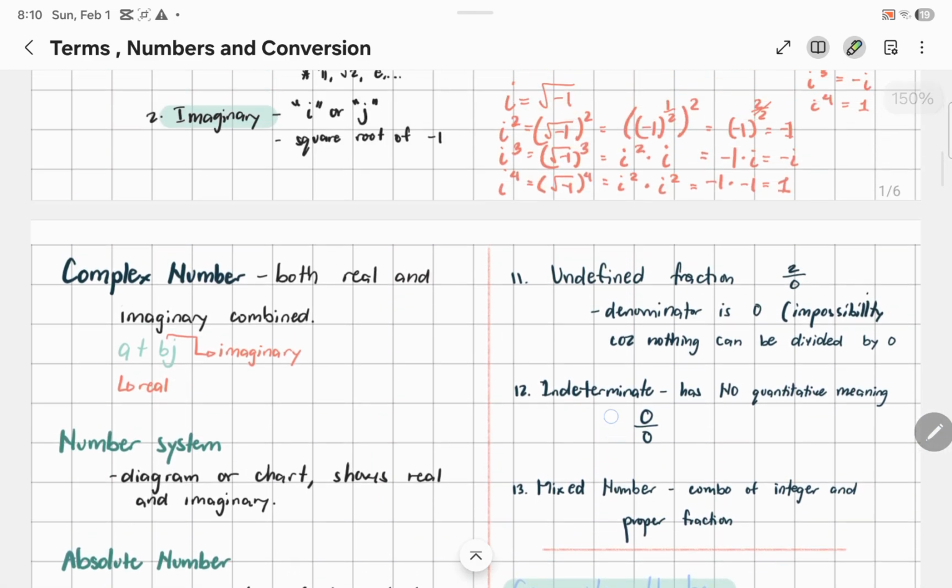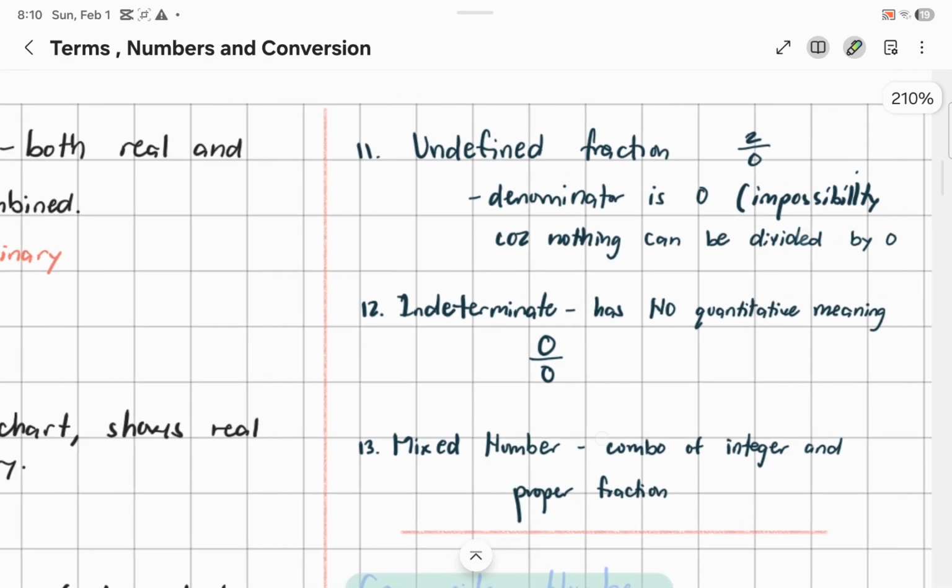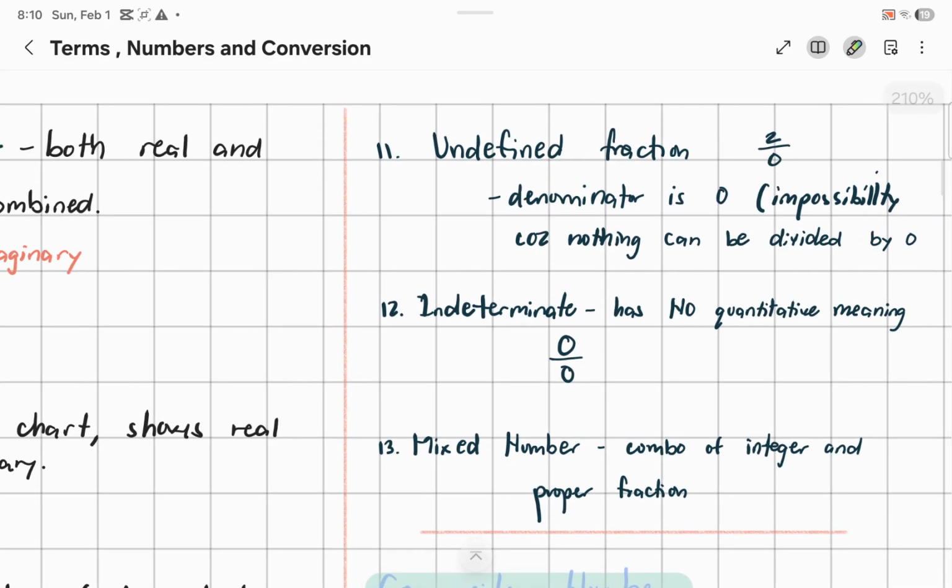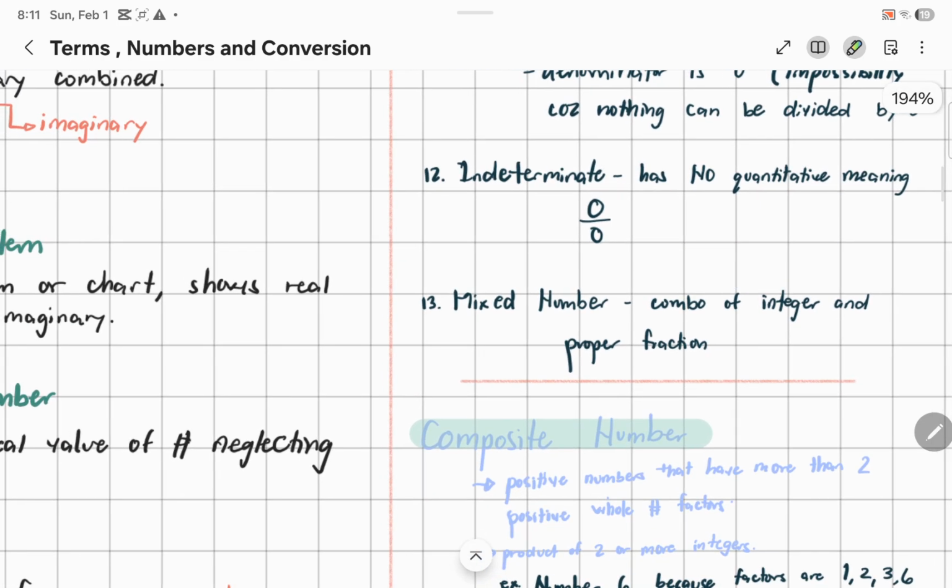Next we have undefined fraction. When we say undefined, the denominator is 0. This is an impossibility because nothing can be divided by 0. Therefore it's called undefined. Next, indeterminate. It has no quantitative meaning. This is an example of an indeterminate fraction. No quantitative meaning.